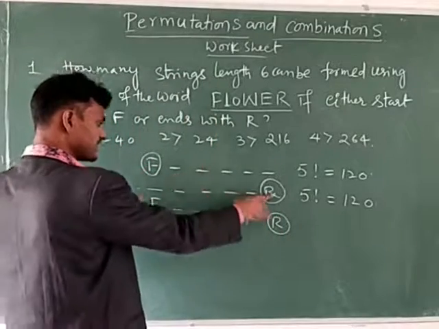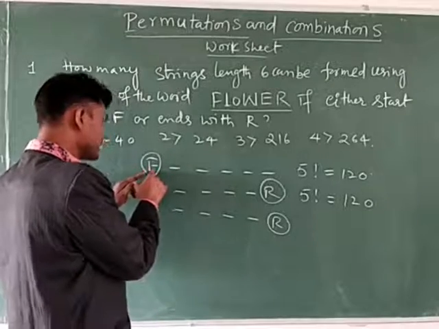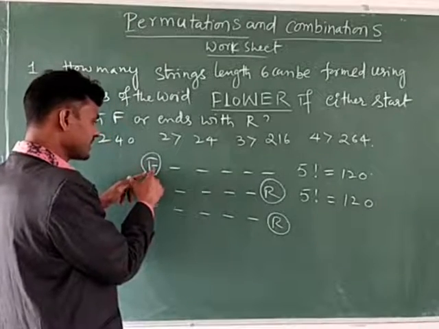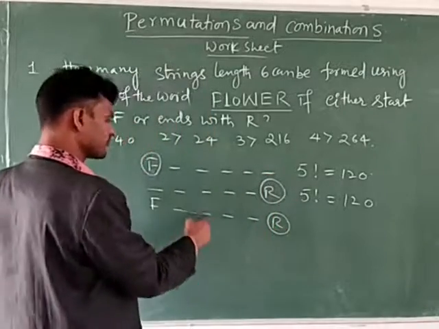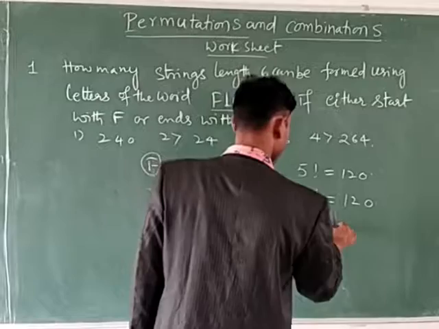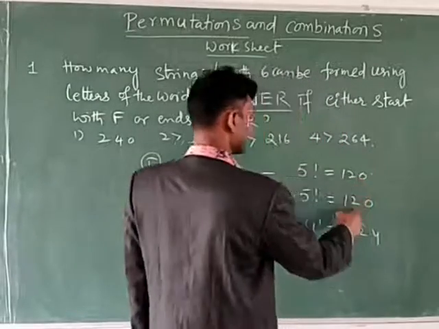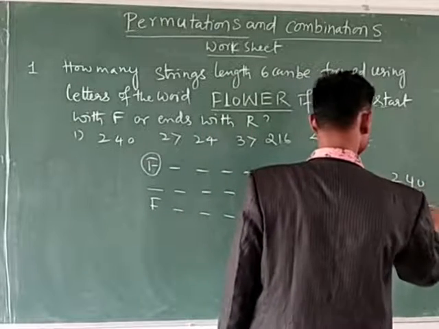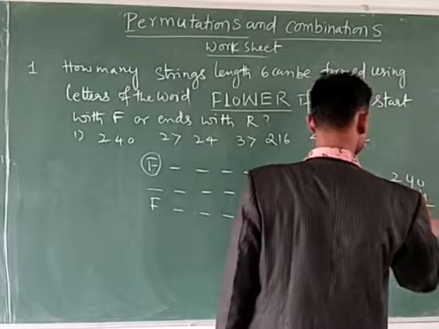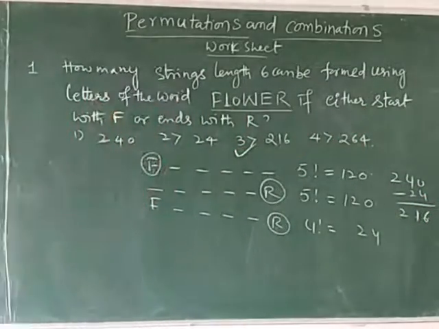If it ends with R, it could also start with F, and at the same time if it starts with F, it also ends with R. That's why that common case, 4 factorial, you have to subtract. 4 factorial is equal to how much? 24. Now 120 plus 120, 240, minus 24 is equal to 216. This is the correct answer. Note down.